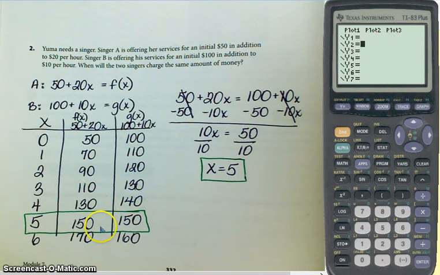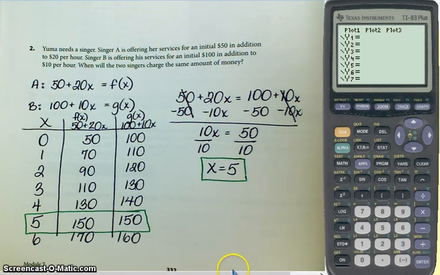Make a table, figure out where the values are the same. Tool number 2, set the equations equal to each other and solve for x. Tool number 3 is put it in a graphing calculator and solve it that way. All right, so that's the part we're going to do now. We're going to put these two equations in. So 50 plus 20x and 100 plus 10x.